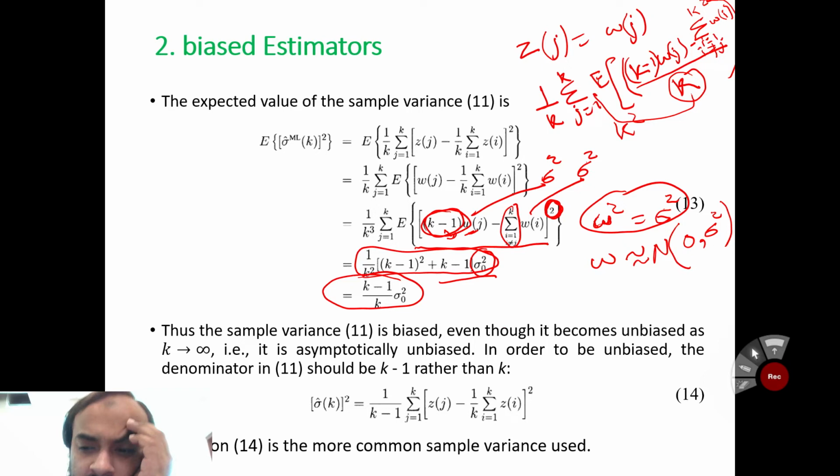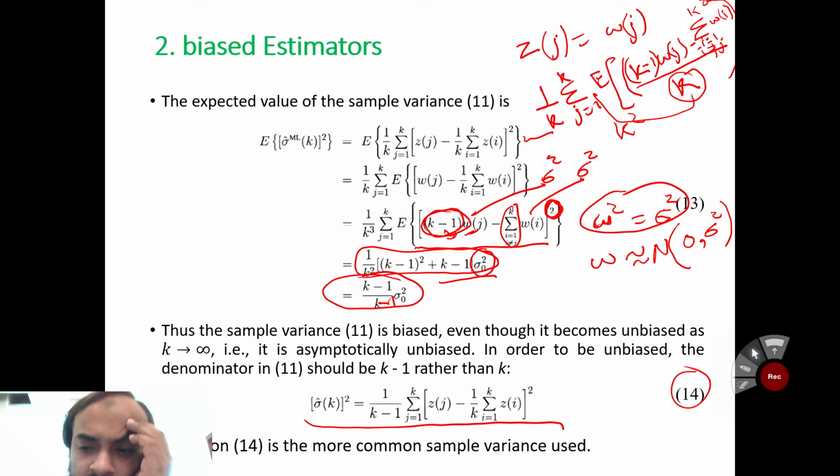Even though it becomes unbiased as k tends to infinity, that is, it is asymptotically unbiased. In order to unbias it, the denominator in equation 11 should be k minus 1 rather than k. If it is k minus 1, then the k minus 1 terms cancel each other. So in equation number 14, we replace this with 1 upon k minus 1, and it becomes this equation.